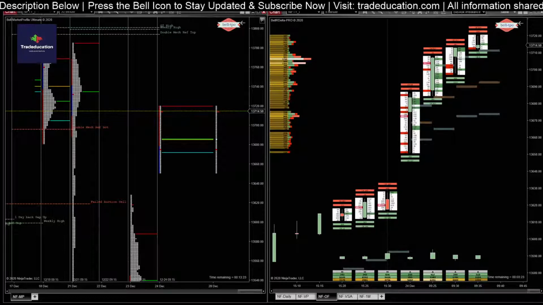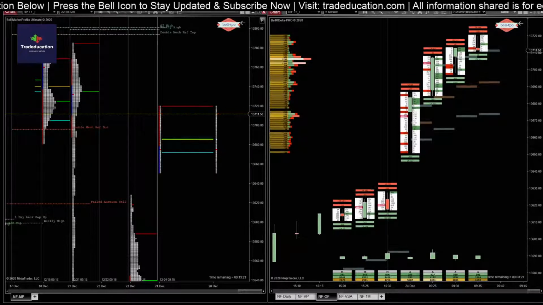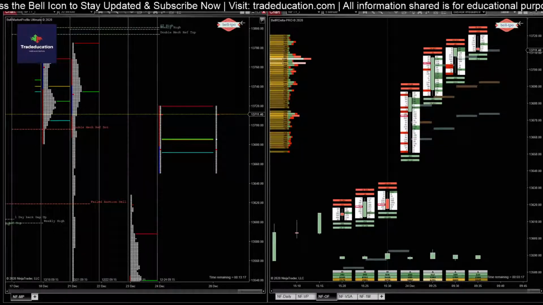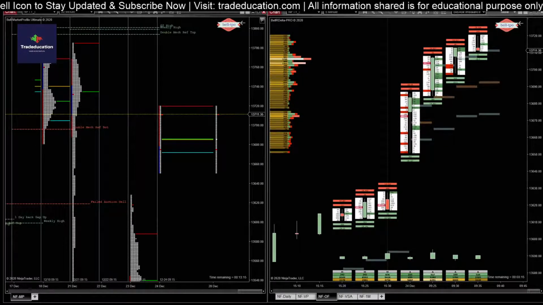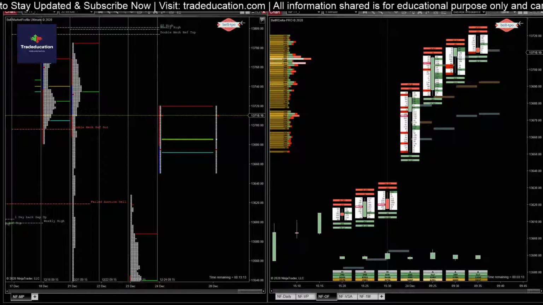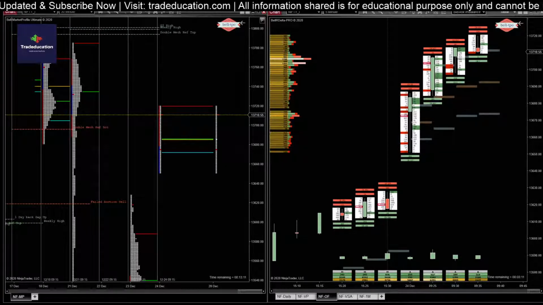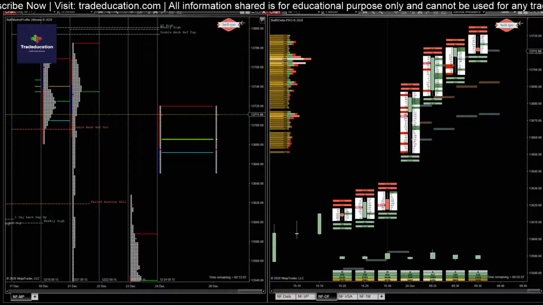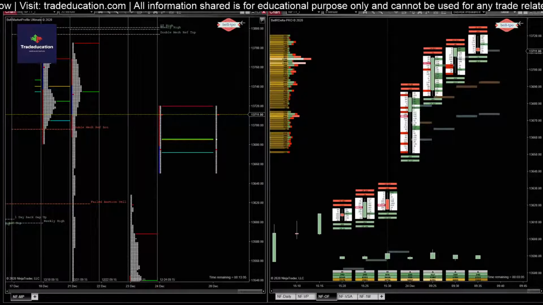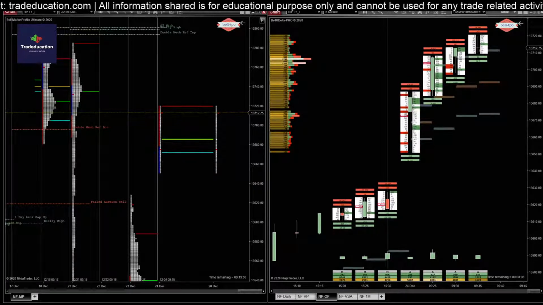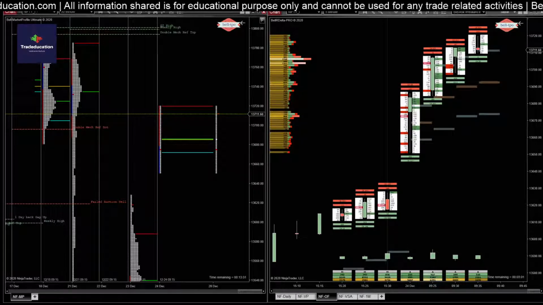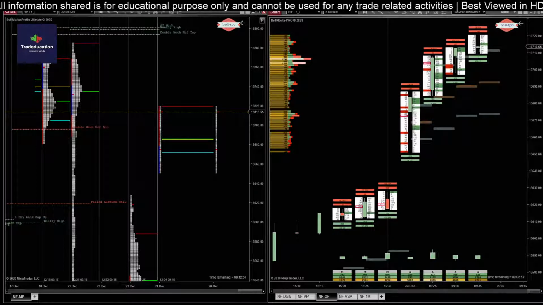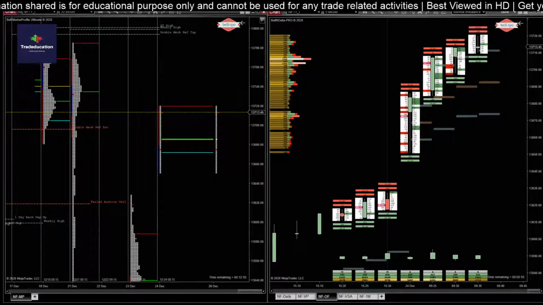So 162 trapped buyers and 135 trapped sellers around the highs and around the lows. So some sort of selling activity seen. Sellers are stepping in. Okay, so let it chop. I'm not seeing any trades right now.